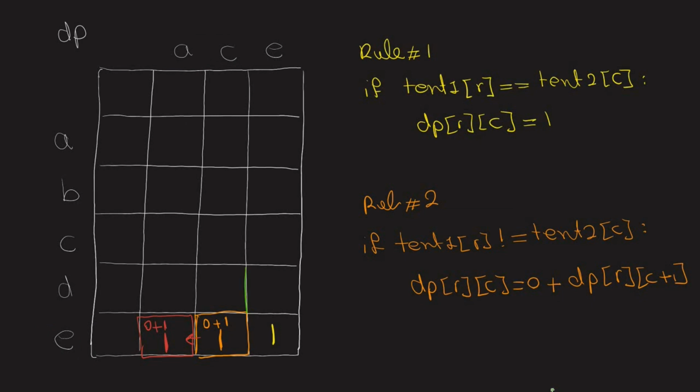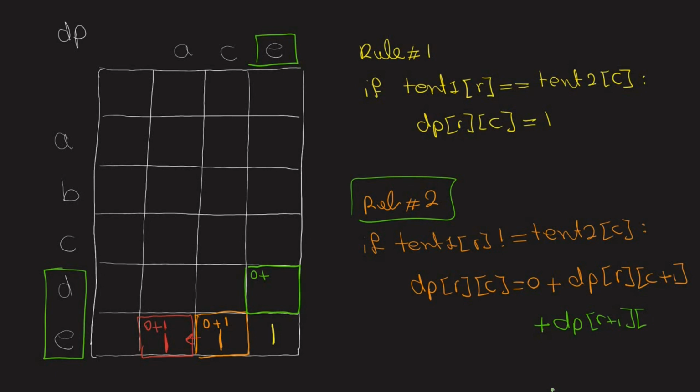Now let's consider this cell. When I'm considering this cell, I'm comparing E to DE. D doesn't match E. I put 0 plus. In my second rule, I'm gonna modify the second rule and add plus dp r plus 1 c. I can also consider the dp from the down. So from the down, I consider that. So that is gonna be 1. So I'm gonna put 1 here.